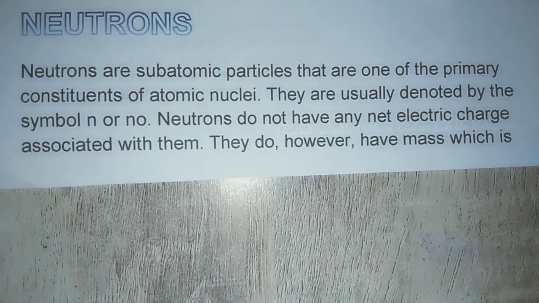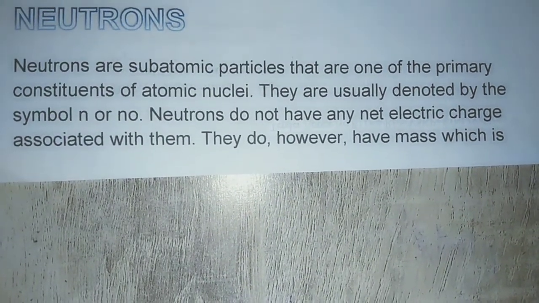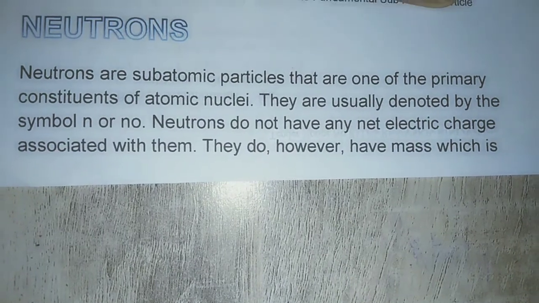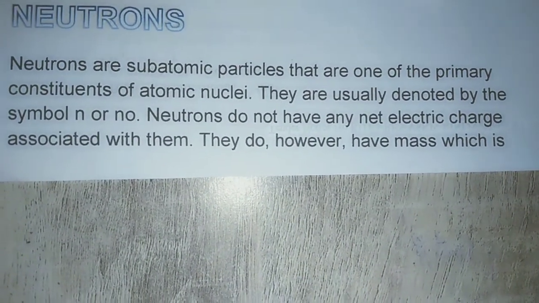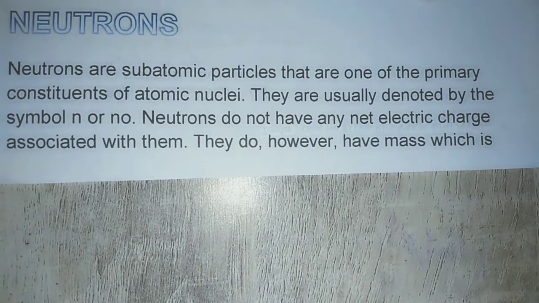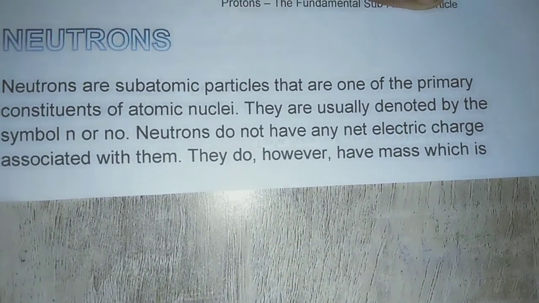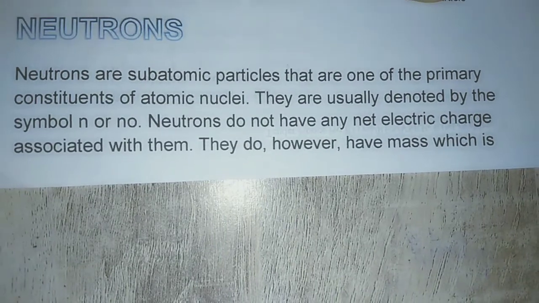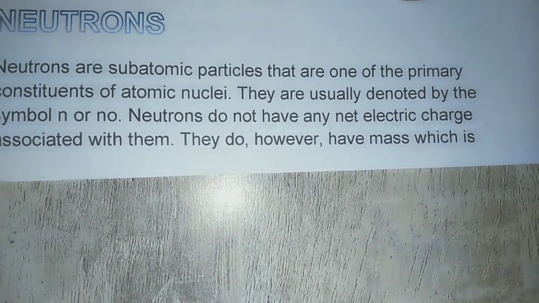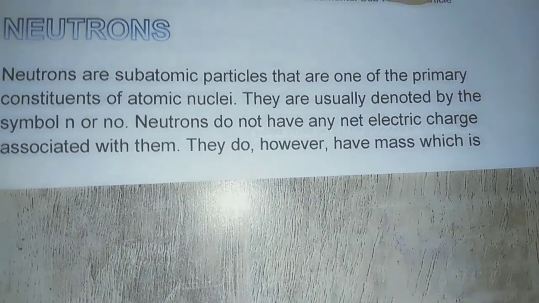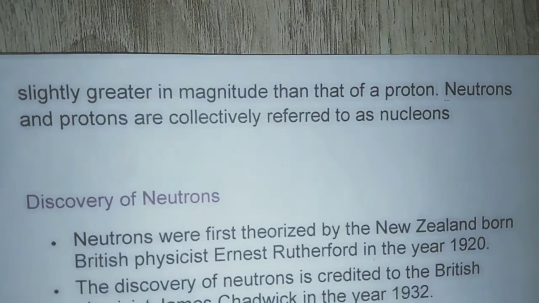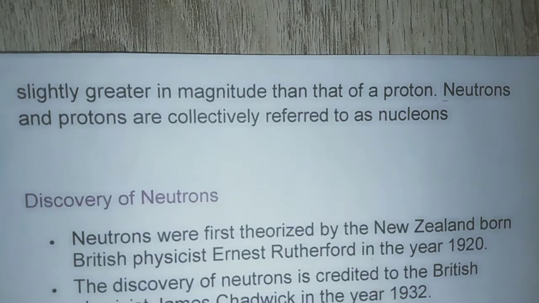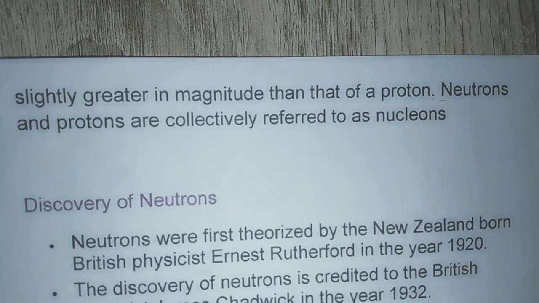Neutrons. Neutrons are subatomic particles that are one of the primary constituents of atomic nuclei. They are usually denoted by the symbol N or n0. Neutrons do not have any net electrical charge associated with them. They do, however, have mass which is slightly greater in magnitude than that of a proton. Neutrons and protons are collectively referred to as nucleons.